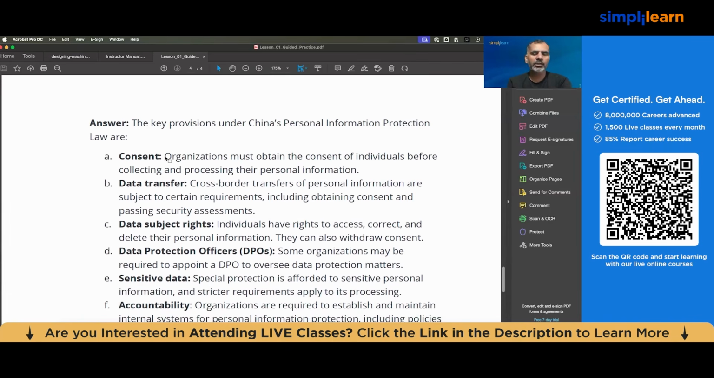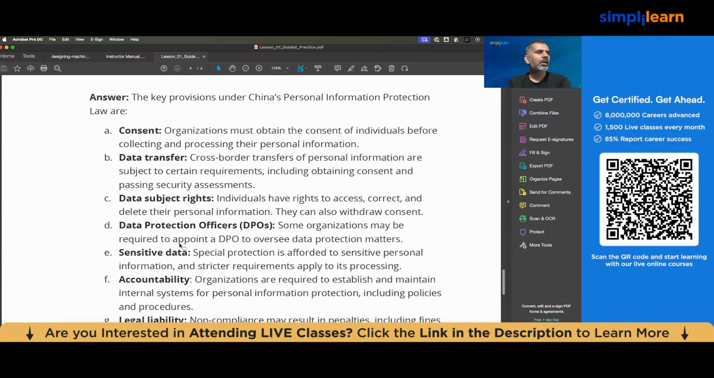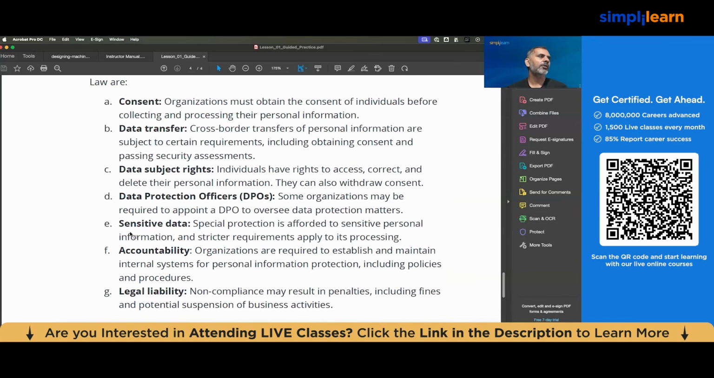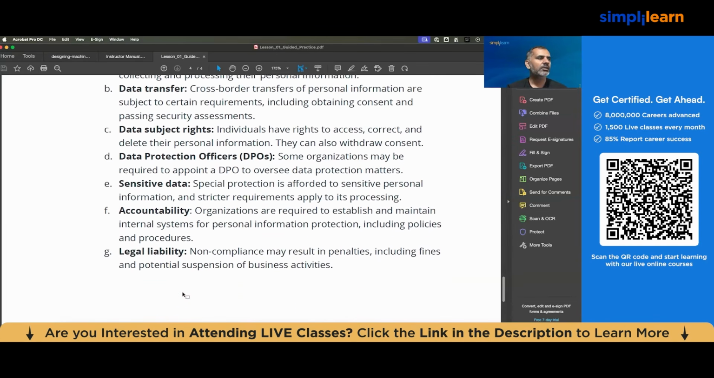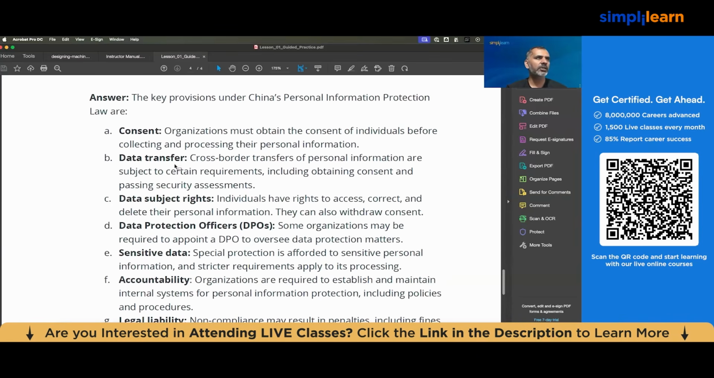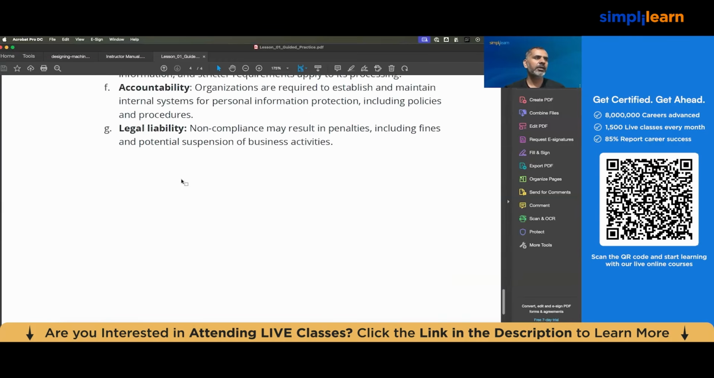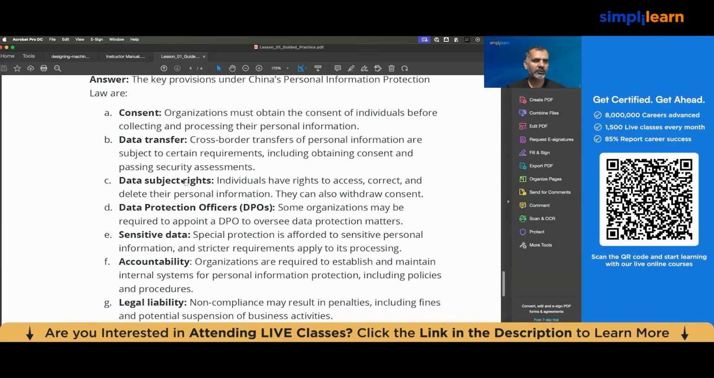That means consent. You have to take consent before obtaining the information. Data transfer, and data subject rights to access, correct and delete. There should be a data protection officer in your organization who should be a point of contact if any issue or breach happens. What is sensitive data? You need to be accountable, and some legal liabilities are also included. So these are some points included in China's personal information protection law. This is something you can find while exploring and doing some self-study also, guys.